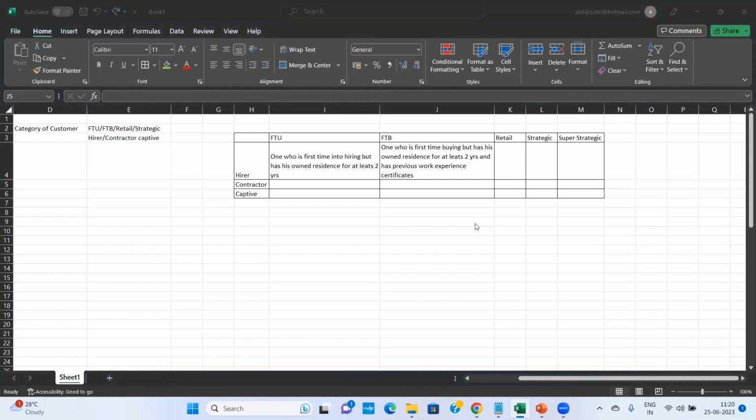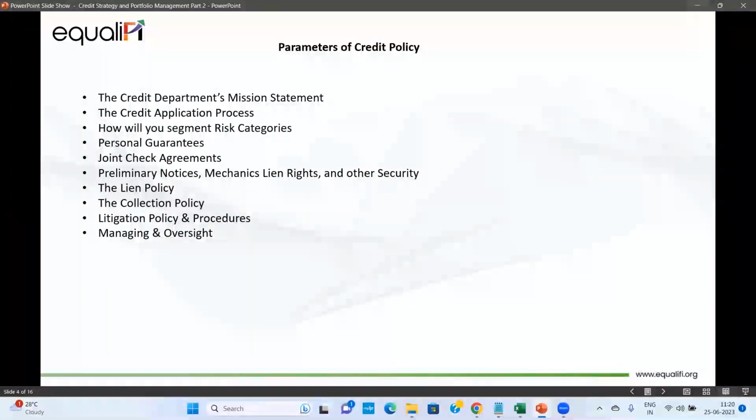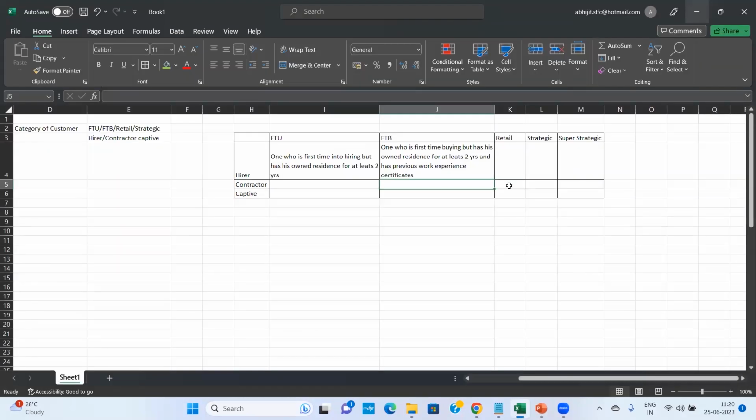So this is the way you do risk profiling, and you set up the entire risk categories. Coming to personal guarantees, whether you want to keep a personal guarantee or not, you decide that in a credit policy. Now tell me one thing. Say this kind of customer, super strategic. Do you think a personal guarantee is needed for a super strategic customer? And if needed, whose guarantee are you going to take?